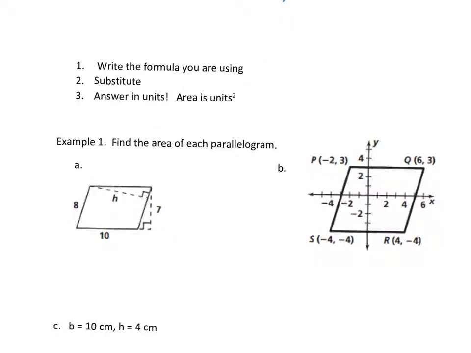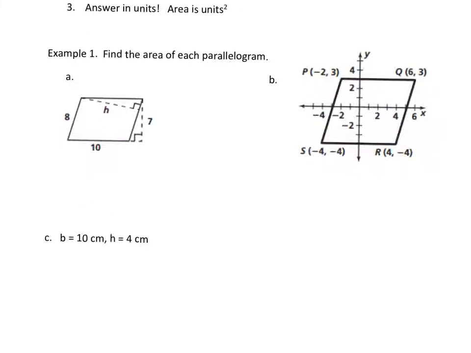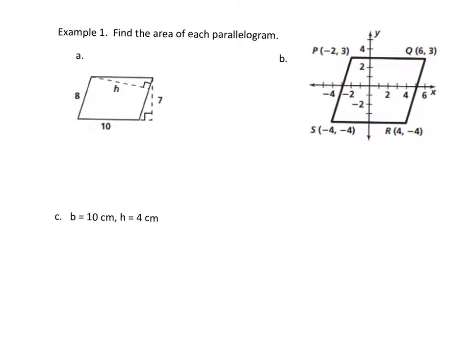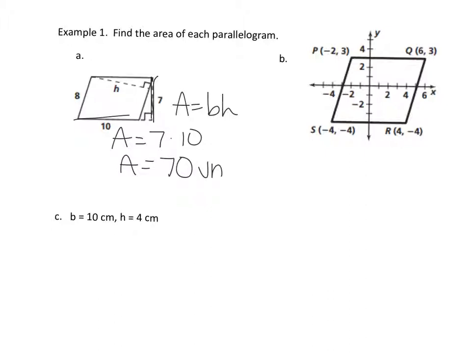So make sure when you're showing your work that you do formula, substitute, and answer in units. Units are always squared for area. So first example, find the area of the parallelogram. So I'm looking for the 90. I'm going to use this is my height and this is my base. So it's 7. Area equals base times height. Area equals 7 times 10. Area equals 70 units squared.